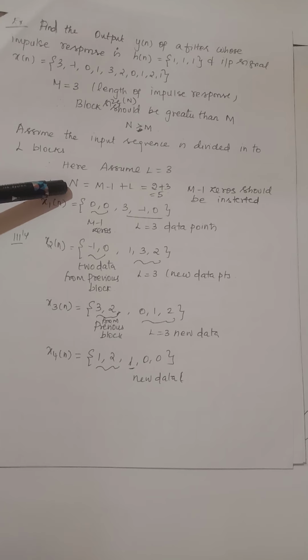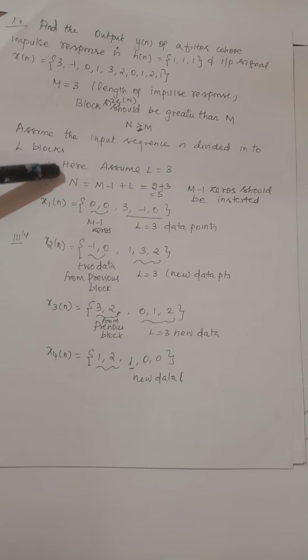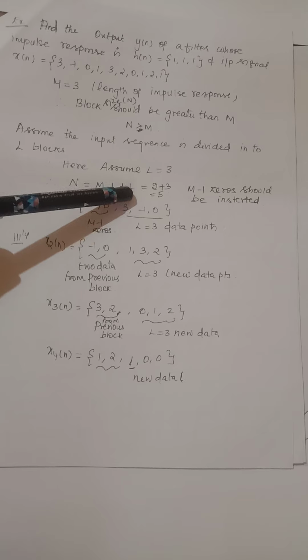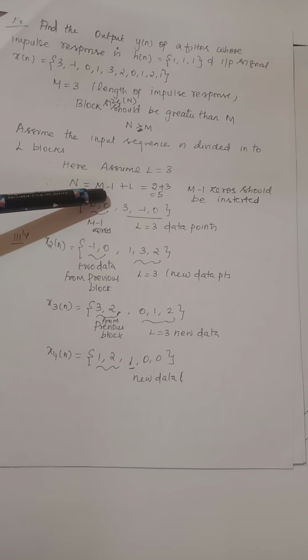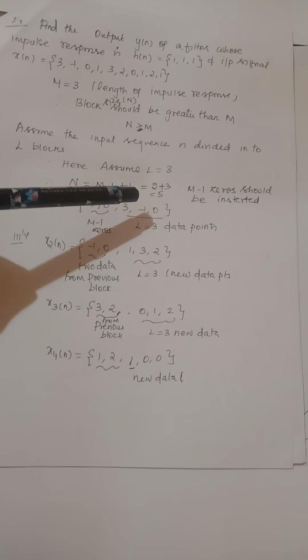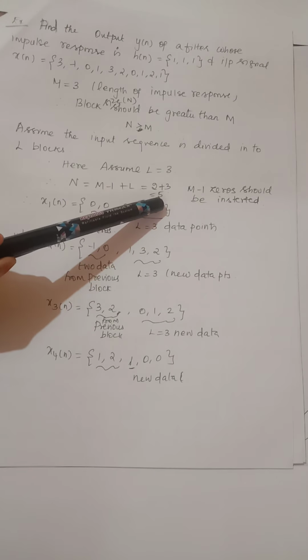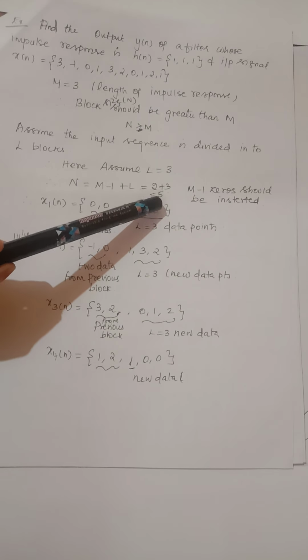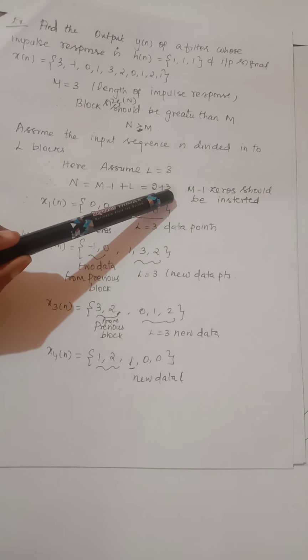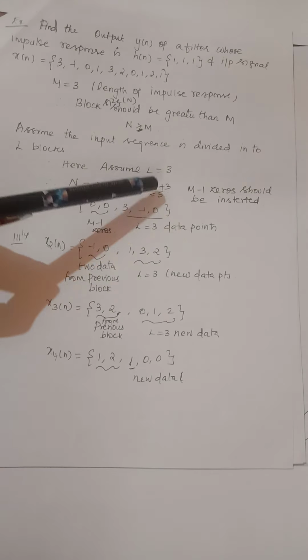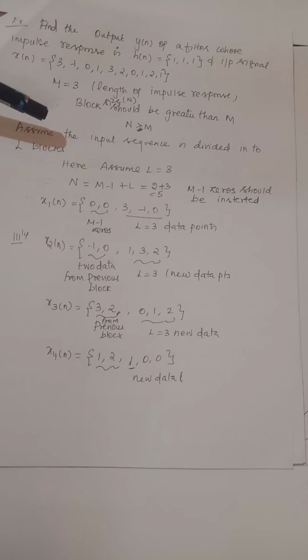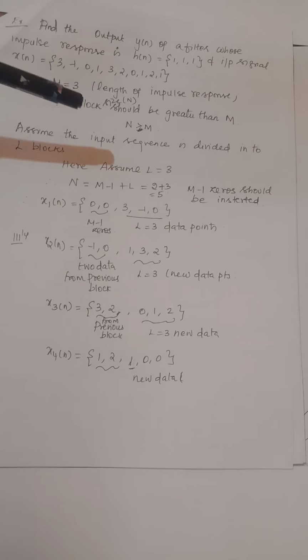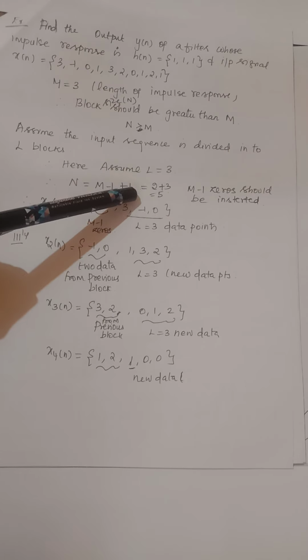How do I choose N? I assume N is equal to M minus 1 plus L. M minus 1 is nothing but the number of zeros we are going to append, plus L. If the size of the block is 5, I take L as 3 samples. If the size of the block is 6, I need to take 4 samples. It depends upon how frequently we get the input, based on real-time conditions. Here in the problem we have taken L equal to 3.